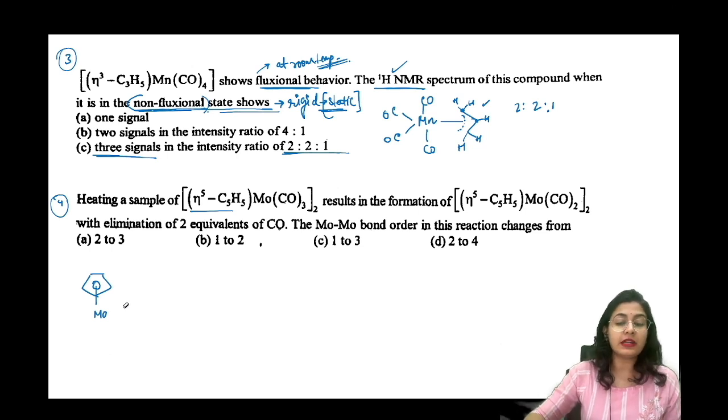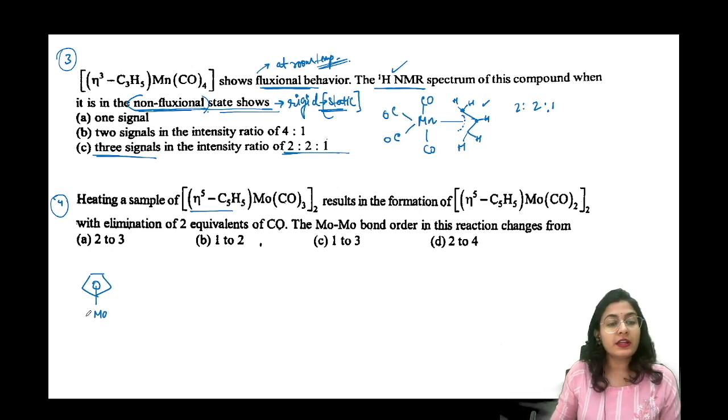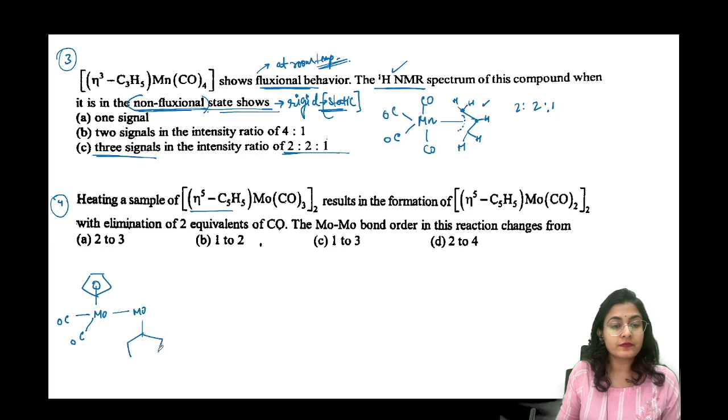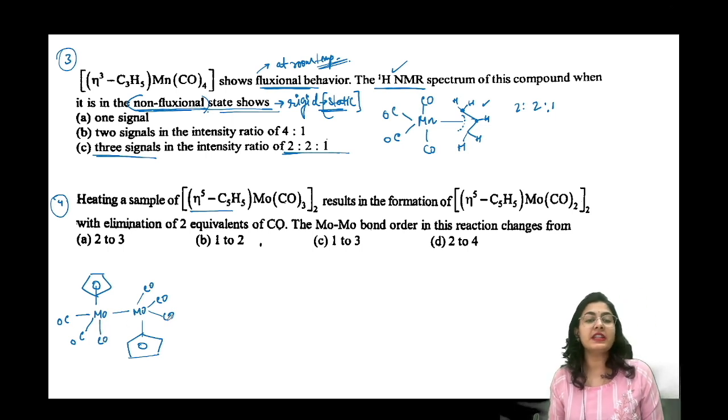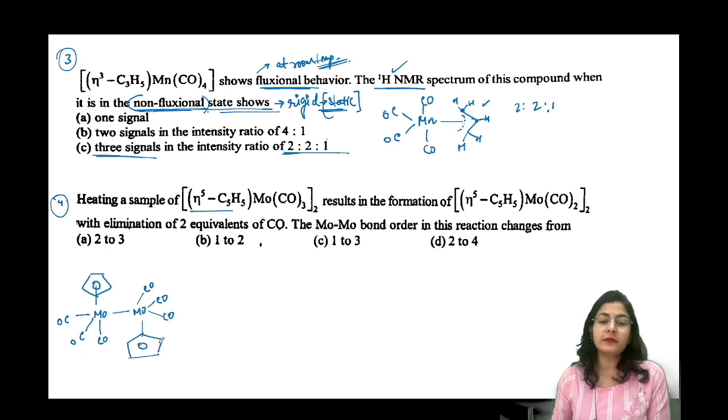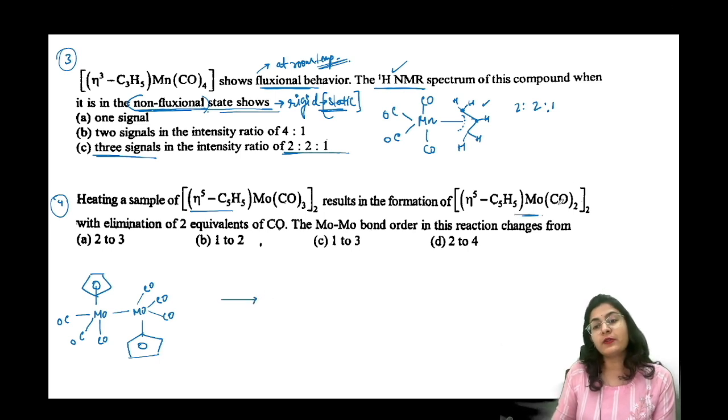That's why I tell you that book questions are so important. So you see, this is how the complex is. Alright, because there are 3 carbonyls per molybdenum in this way. Now this results in the formation of this complex where there are only 2 carbonyls per molybdenum.